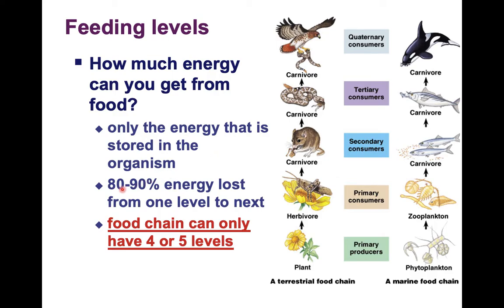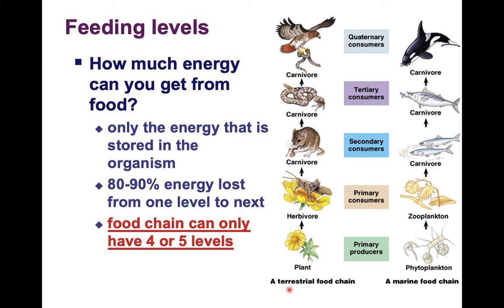So then that means that, and again this is an approximation, anywhere from 80 to 90% of energy is lost from one level to the next. That means that only about 10%, maybe 20% of energy is passed on from one organism to the next as you move up a food chain. So here once again you see the food chain can have only about 4 or 5 levels, right? Because then pretty much you run out of energy.